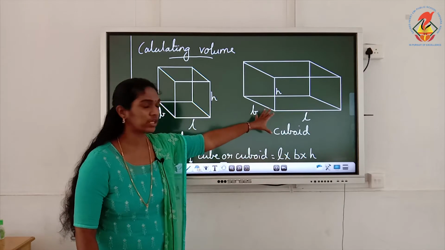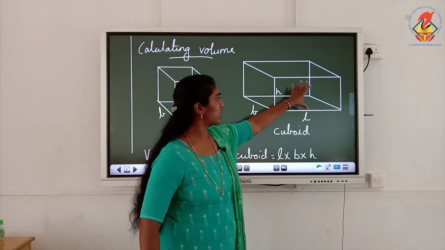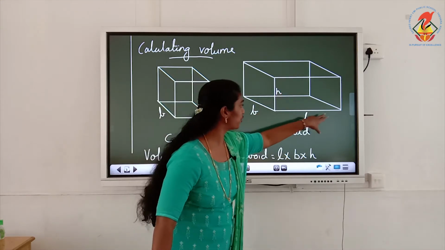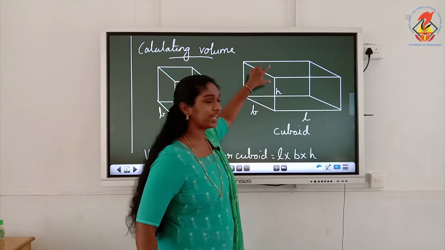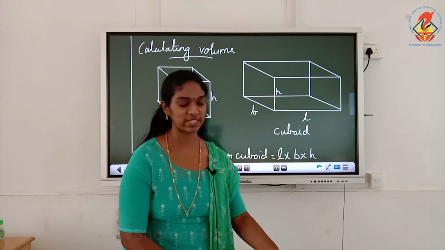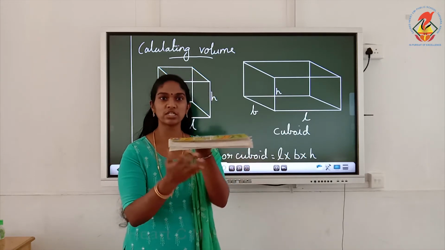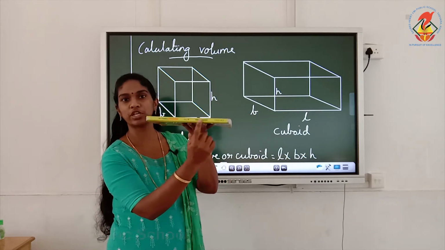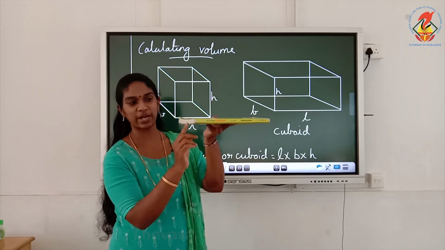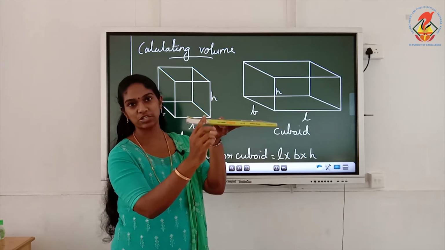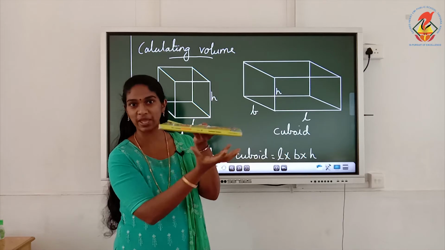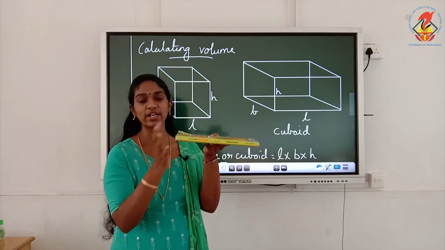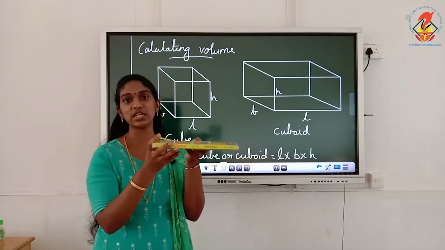Now coming to cuboid. This cuboid is made up of rectangles. You have the length over here, this is the breadth and this is the height of the cuboid. I can show you an example for a cuboid. See, this is a book. This book is in the shape of a cuboid. This is the length, this is the breadth and this is the height. This cuboid is taking some space. That space is known as the volume.